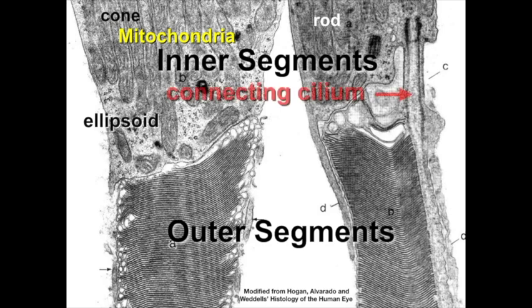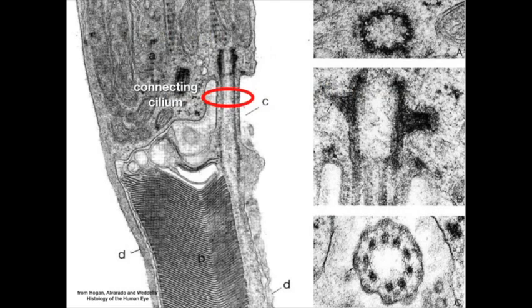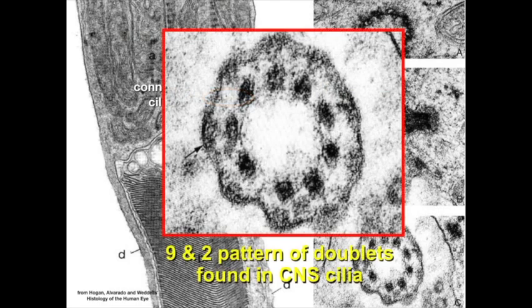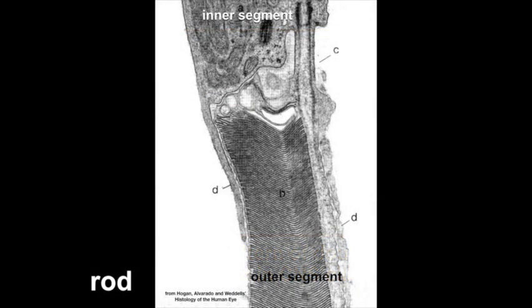A highly modified cilium connects the inner and outer segments. This connecting cilium has the 9+0 pattern of doublets seen in central nervous system cilia. The photochemistry of vision takes place in the outer segments of the photoreceptors.